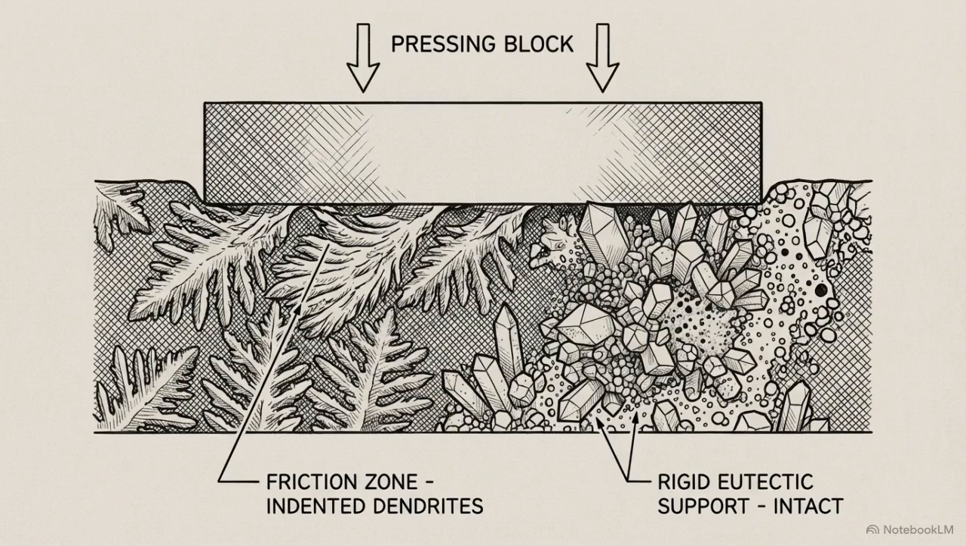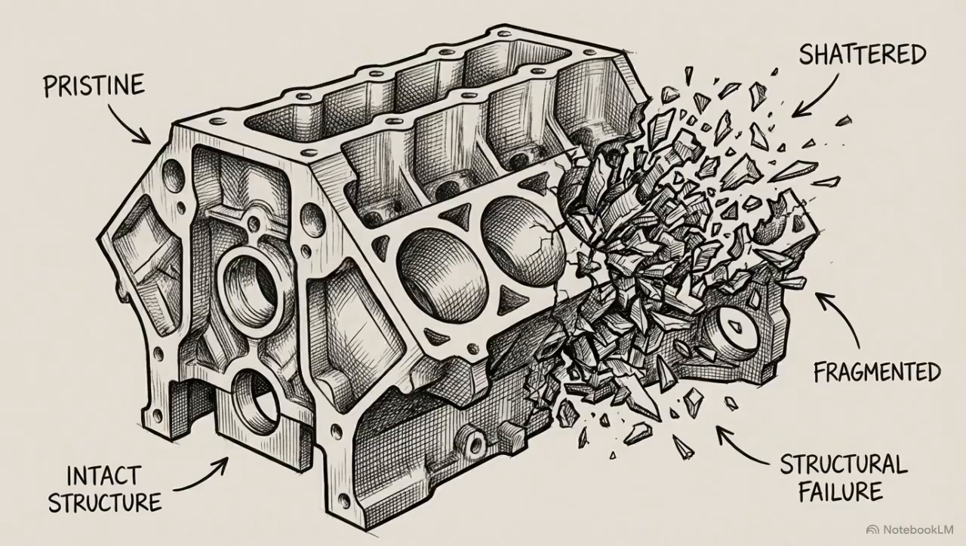Eutectic silicon delivers a massive increase in localized hardness. When subjected to friction, the rigid silicon particles protect the softer aluminum dendrites, increasing the part's overall surface wear resistance. However, this creates a strict metallurgical trade-off. While silicon is incredibly hard, it is also inherently brittle.